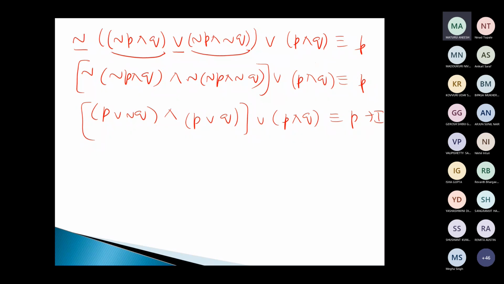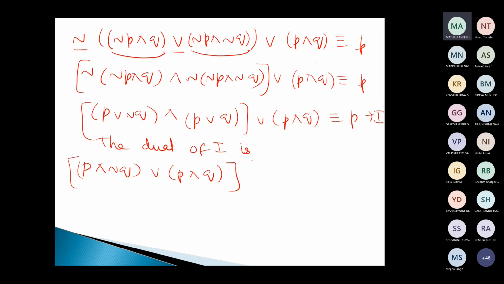Check whether I am right. Somewhere I missed any or and. No, ma'am, correct. Okay. So the dual of 1 we have tried now. What should be the dual of 1? P and not Q or P and Q. Here again, P and (P or Q) is equivalent to P. This is the dual of 1.